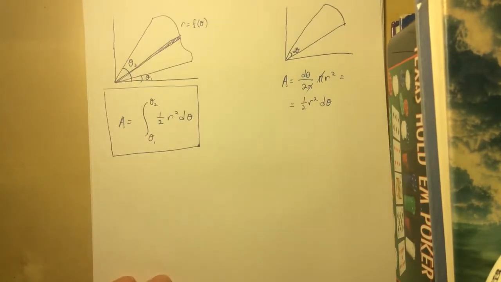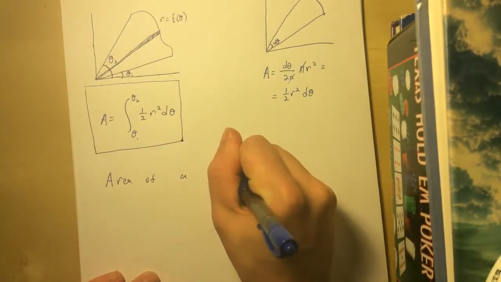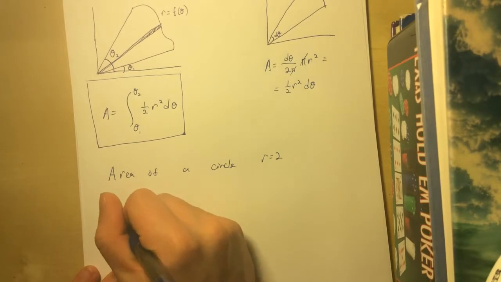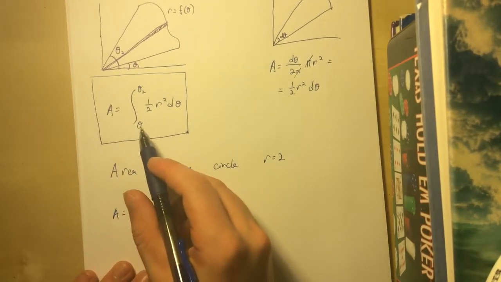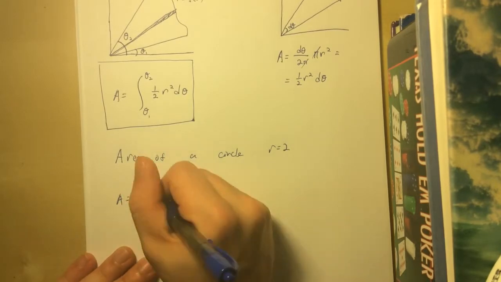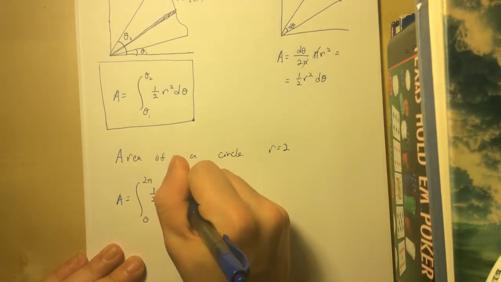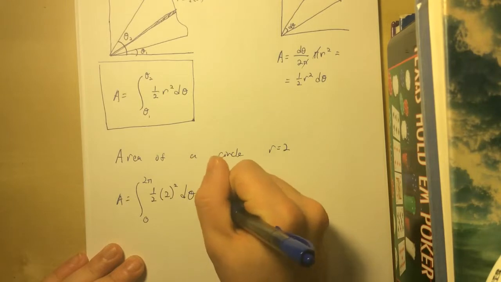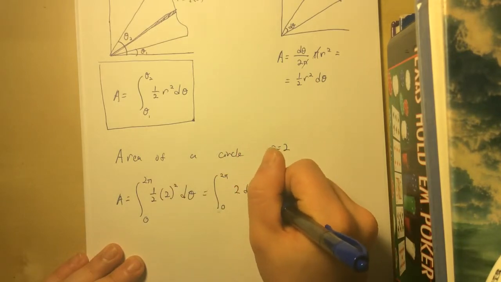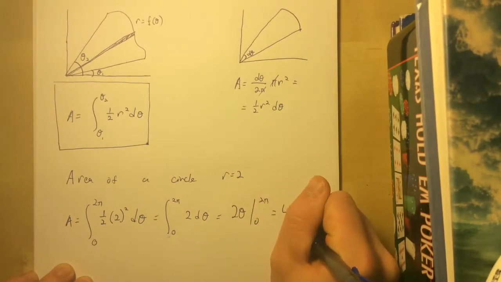And now let's use this to solve a trivial question, which is the area of a circle. Let's just do it with a radius of 2. So we can just use our equation. Our initial theta is going to be 0, and we're going to go all the way around, back to 2 pi. And we have 1/2 r squared. r is equal to 2. 2 squared is equal to 4. I'll just write 2 squared d theta. That equals the integral from 0 to 2 pi of 4 over 2, which is 2 d theta. That's equal to 2 theta, evaluated from 0 to 2 pi, which is equal to 4 pi.